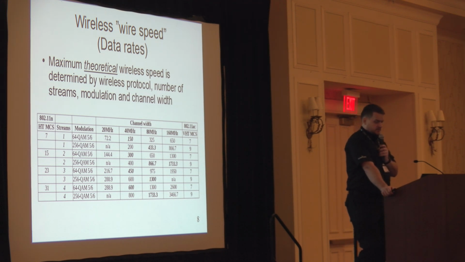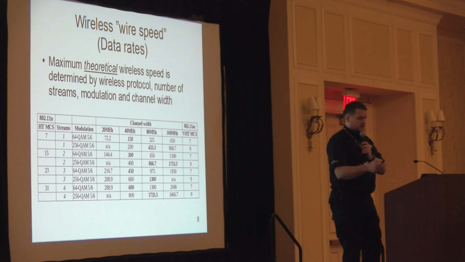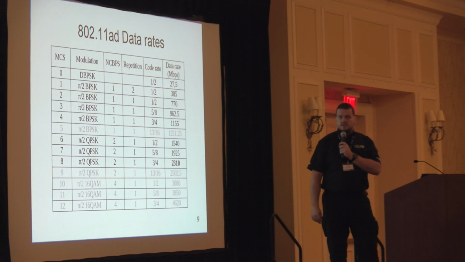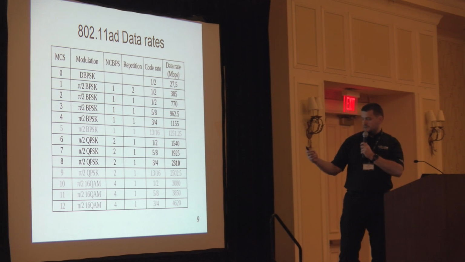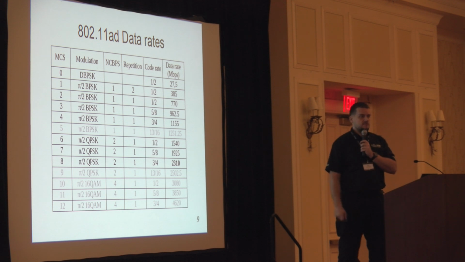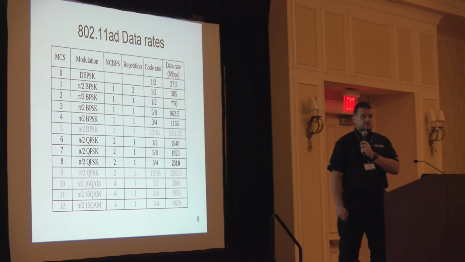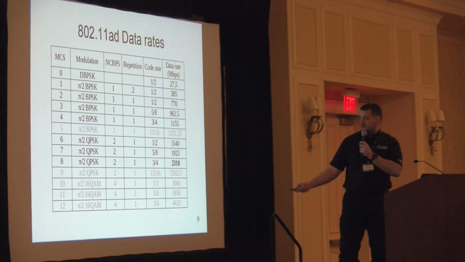So it depends on the number of streams, modulation, and channel width. But the wireless guys will tell you more about it. And also we need to cover the newest stuff, which is the 60 gigahertz. The grayed out ones are ones that we don't support at this moment. They might be added in some future 60 gigahertz software or hardware updates. But the black ones we have in our upgrade.